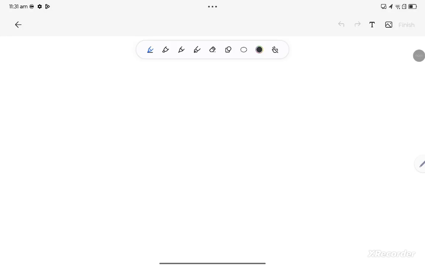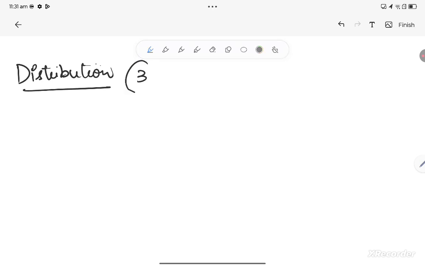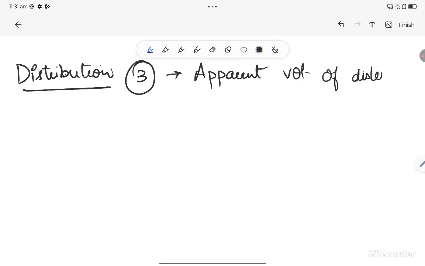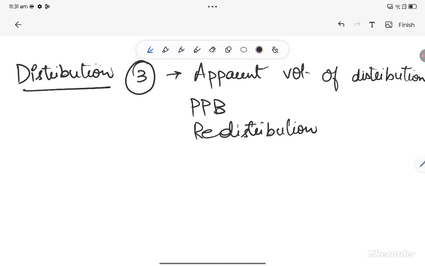Hello everyone. Today we are going to talk about distribution. There are three important topics in distribution. They include the apparent volume of distribution, the second one is your plasma protein binding, and then your redistribution. All these three form important topics in distribution.